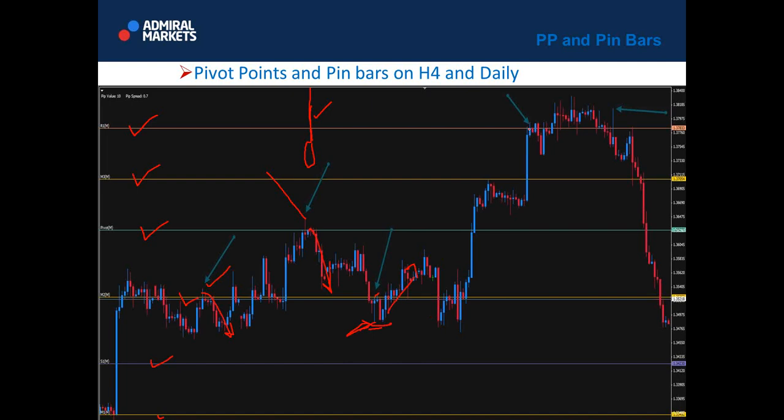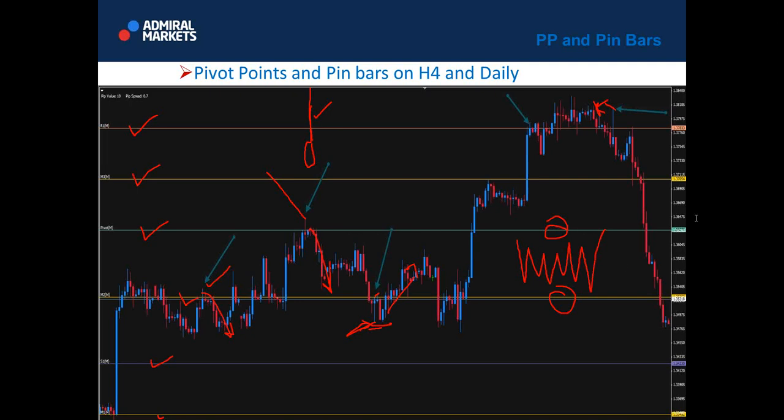Look at this, a perfect rejection of the resistance. It went to the upside and closed below with a pin. You see this pin also. So the stronger the reaction is to the pivot point, the stronger the signal is. See how the price is following those pin bars and pivot points. But we need to observe the reaction around those levels, not in between.